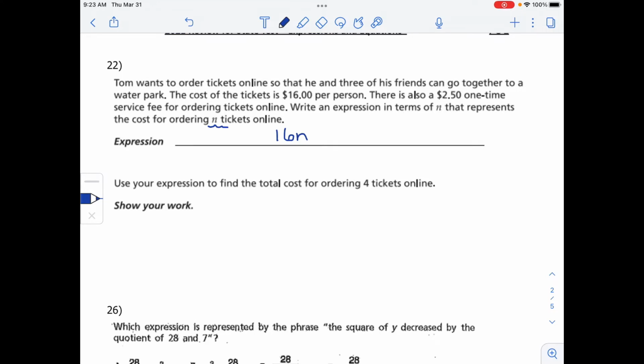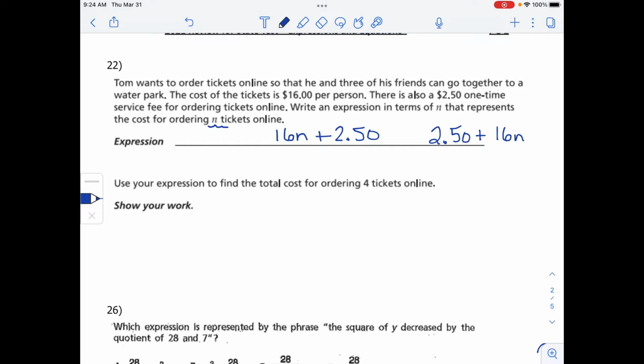That's 16N. And then there's also a one-time fee that we have to pay because we ordered them online. So I'm going to add $2.50 to that. Right, so there's our expression, 16N plus $2.50. You could rewrite it as $2.50 plus 16N. Those are the same thing. I've used the commutative property to switch $2.50 and 16N around.